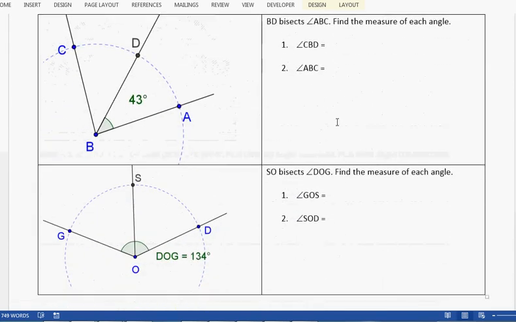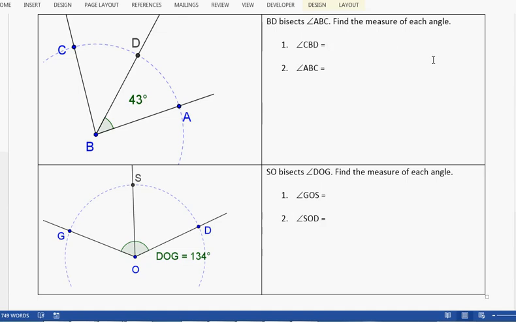In these next two problems, we have BD and SO as bisectors of their respective angles. Remember that a bisector cuts the angle into two congruent angles. So think about that and then take a moment to identify the measures of the angles in these two problems.